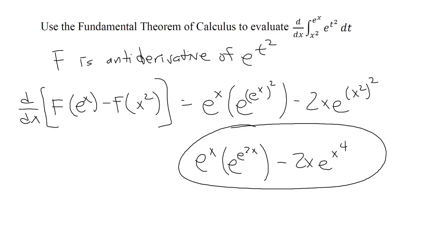And if you want to, we have e to the x times e to the 2x. You could add those together as one exponent if you wanted to, but that's not necessary. And that's the end of our walkthrough here on our fundamental theorem of calculus homework assignment.